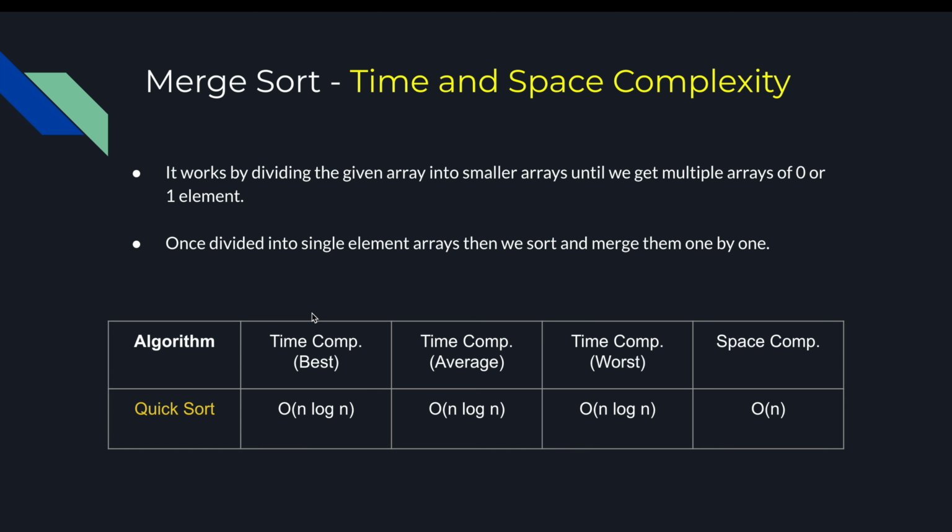Now coming to the time and space complexity. So for the best case scenario, merge sort will have the time complexity of O of n log n, and for average and worst cases it will be the same. Now let's try to understand why it is n log n.